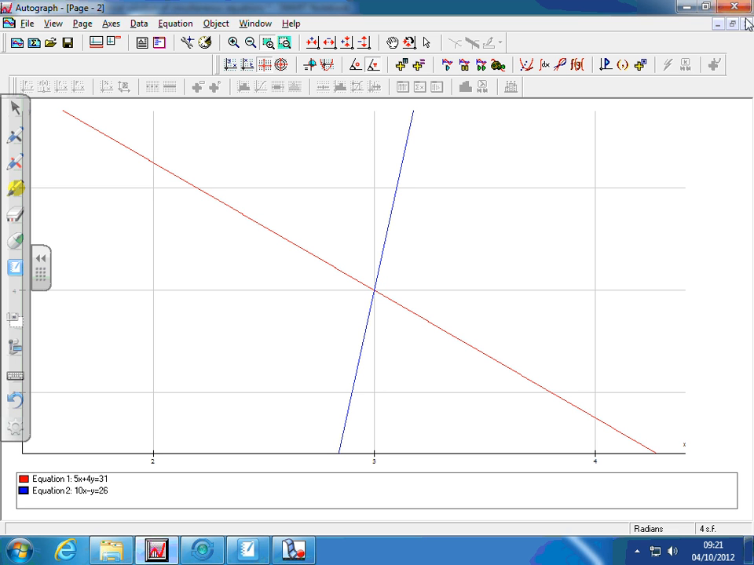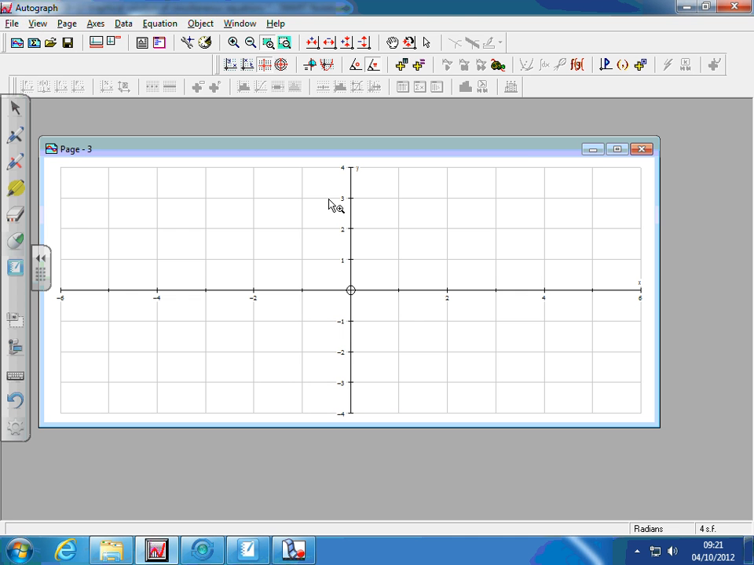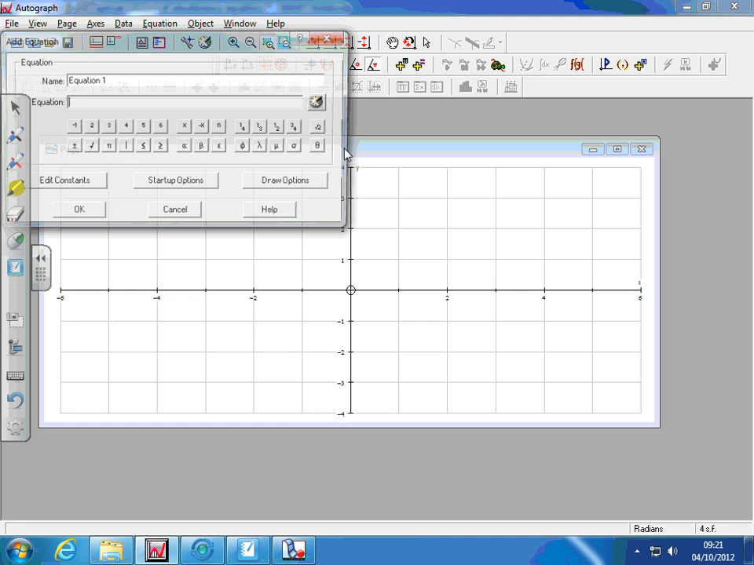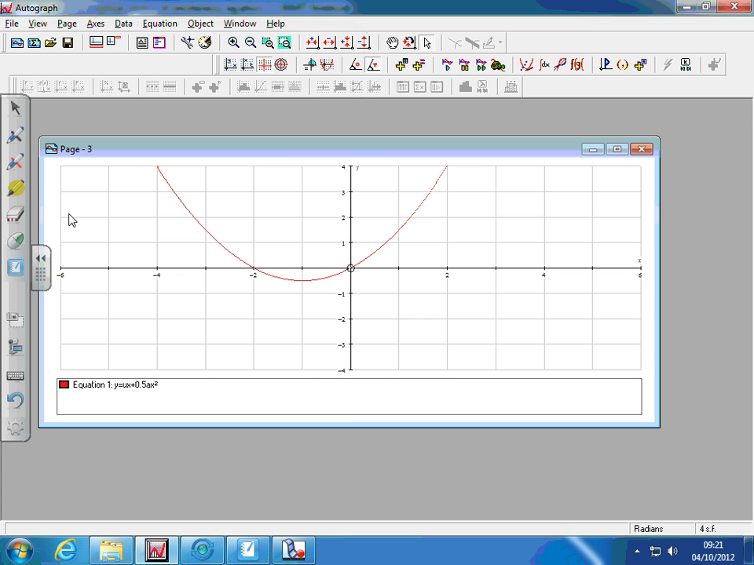Close this. Open a new page. And I'm going to type in y equals ux plus a half, so let's put 0.5 in for the half, a x squared. Hit OK. And we get our curve.